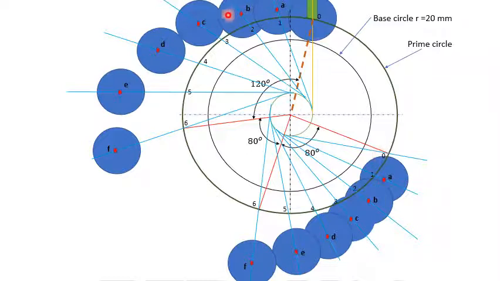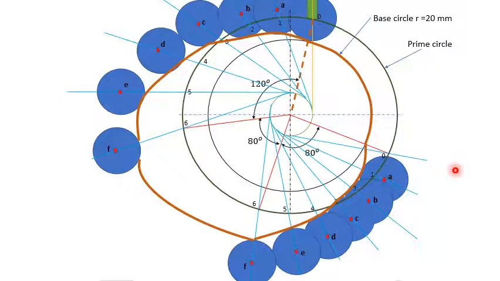Once we draw the rollers on each cutting point, then using a smooth curve we have to draw the cam profile, which is tangent to the circles like this. So we have to draw the cam profile like this, and it should be tangent to the circles. So this represents the cam profile.